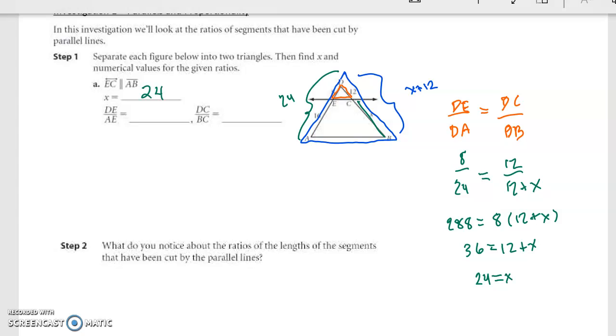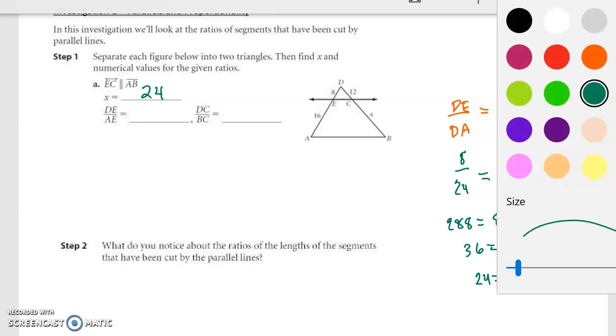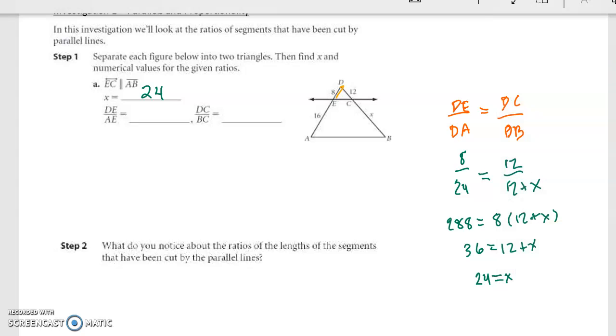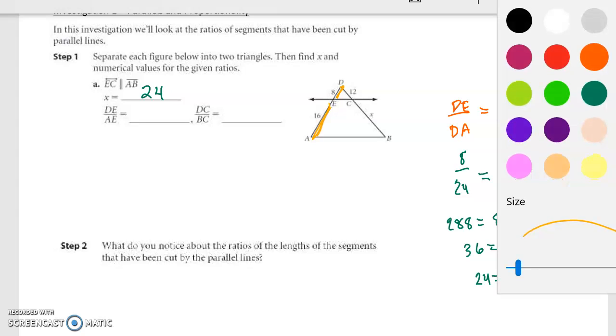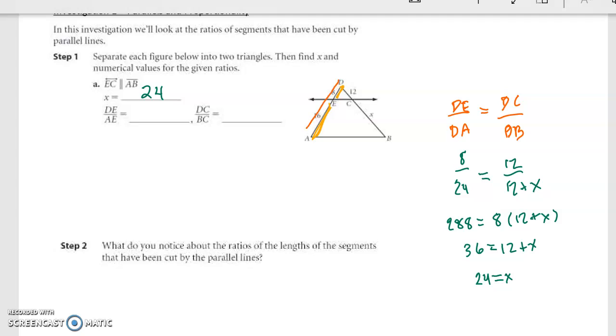So now I'm going to erase this because this got a little cluttered here. Now I want us to look at the ratio of segment DE to AE. So last time, remember, we were doing the segment in the small triangle, which is DE, compared to segment DA, which is in the large triangle. But now we're going to look at these two segments that are cut by this parallel line, okay? So DE is 8, AE is 16, and that simplifies to a half.